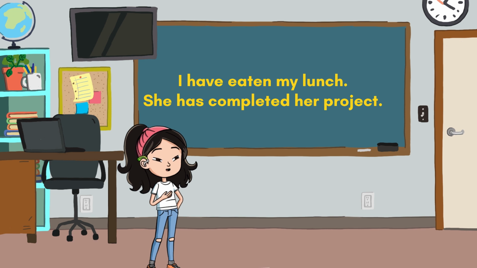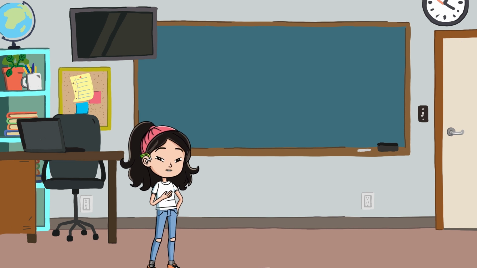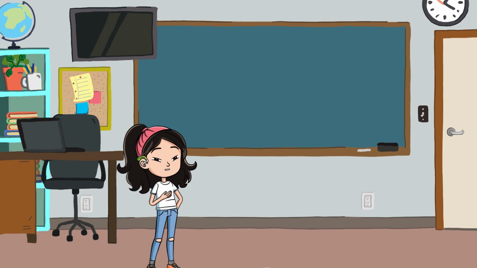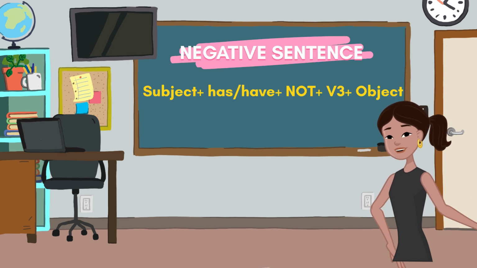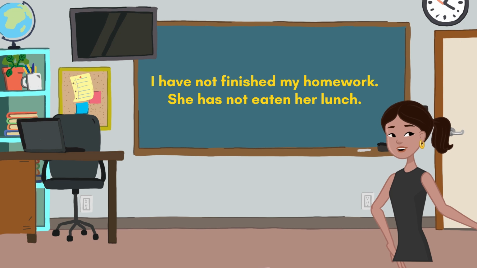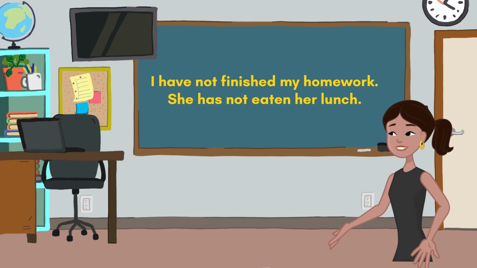Oh, now I understand. Ma'am, how do I make a negative sentence using this tense? That's easy. Just add not after has or have in the sentence. For example, I have not finished my homework. She has not finished her lunch.